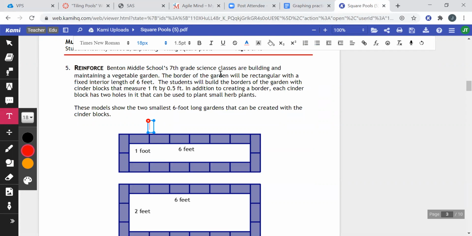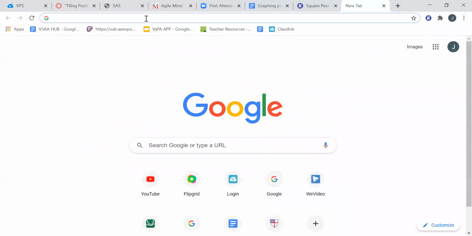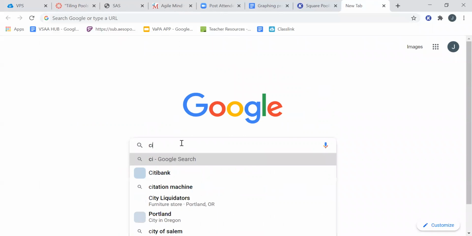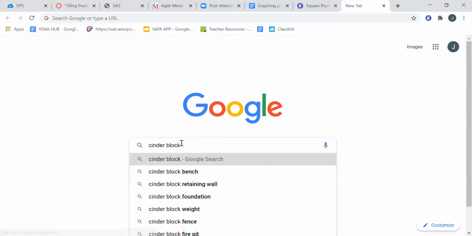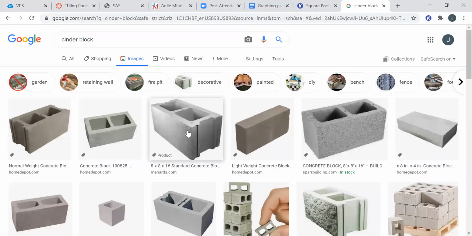In addition to creating a border, each cinder block has 2 holes in it that can be used to plant small herb plants. Let's make sure we understand what a cinder block looks like, just in case you're not sure. Let's just look at a quick picture of a cinder block. Looks like that. So they're building a garden by building a wall out of these, and see the 2 holes like they're talking about. And it's 1 foot long and 1/2 foot wide, each cinder block. That is what they're saying in this assignment.